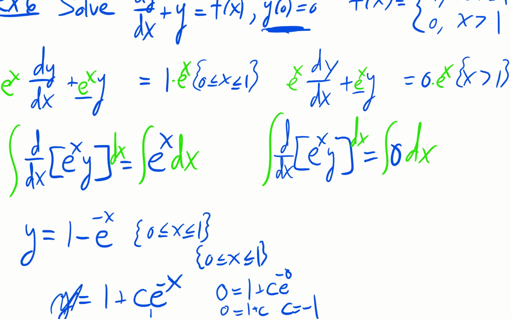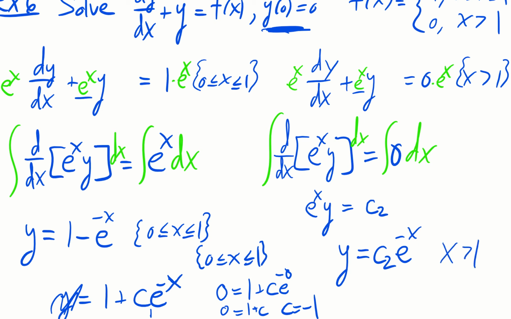For this piece over here, let's go ahead and finish that off. Again, the integral and the derivative cancel. We get e to the x is going to be equal to, this is going to be some constant. Let me just call it c2. We can divide both sides by e to the x, and we get that y is going to be equal to c2 divided by e to the x, or you could simply call it c2 e to the negative x. And this part of the solution is valid for x greater than 1.